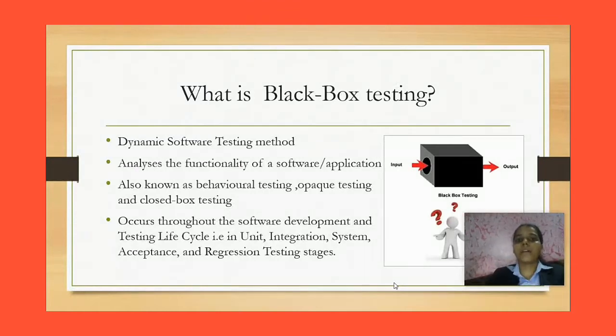So what is black box testing basically? It is a dynamic software testing method which is used to test the software or application by analyzing the functionality of the software. Because black box testing mainly focuses on the functionality of the system, it is also known as behavioral testing or functional testing. Also, in black box testing, the tester tests the software or application without knowing the internal structure or code of the system. So it is also known as opaque testing or closed box testing.